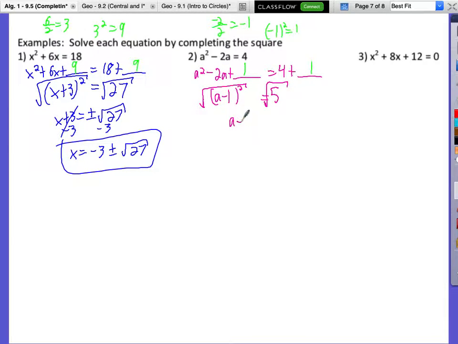A minus 1 is equal to positive or negative square root of 5, because we don't know what the square root of 5 is. It's not a perfect square, okay? What do we do from here? Add 1. A is equal to 1 plus or minus square root of 5. Questions on that one?